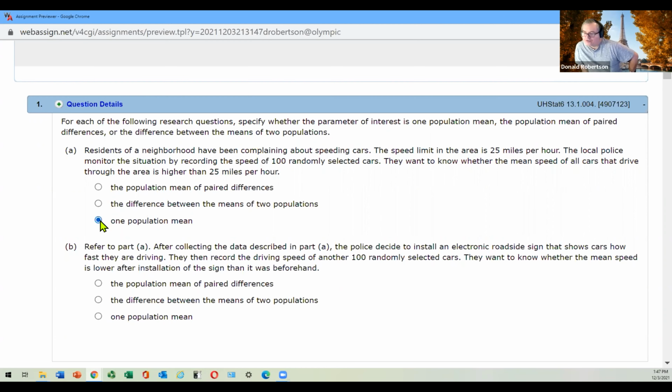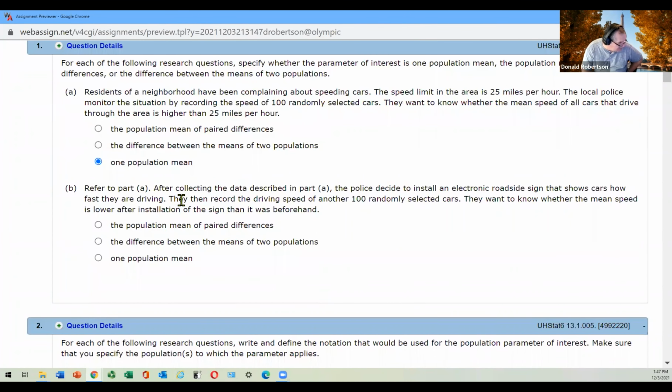Now, as far as the population is concerned, isn't this one population mean? How do I know that? Wasn't there only one sample of 100 cars? It wasn't like a sample of 100 from this street and a different sample from a different street, right? It wasn't two separate groups.